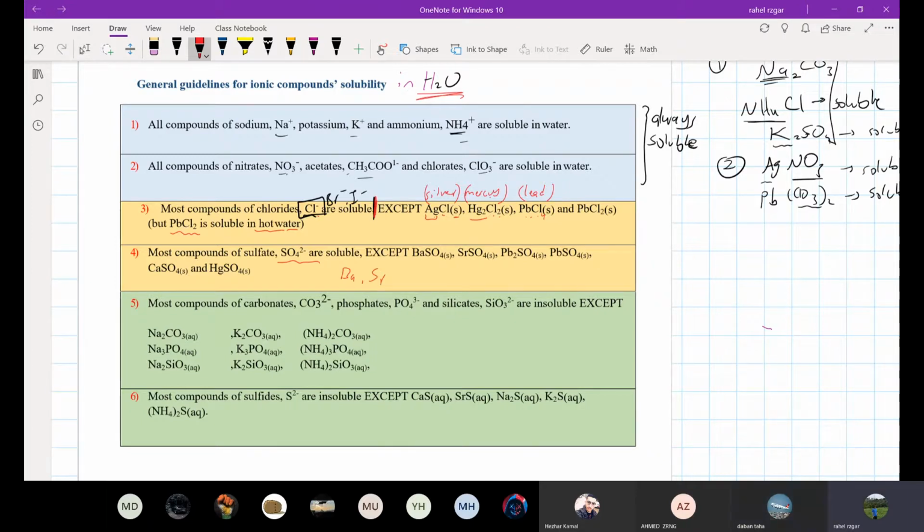So it's better to memorize the elements that it becomes precipitate with. So barium, strontium, lead, any lead, even lead 2 and 4. So this is lead 4. This is lead 2. This is lead 2. This is lead 4. So any lead, and calcium and mercury. All right.